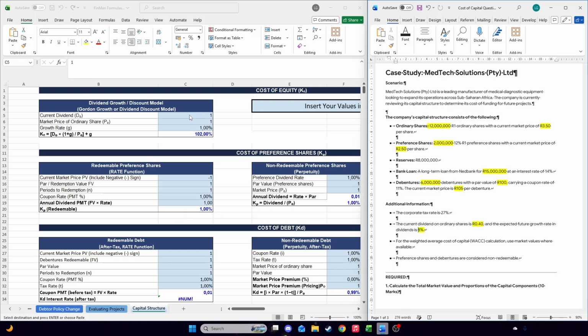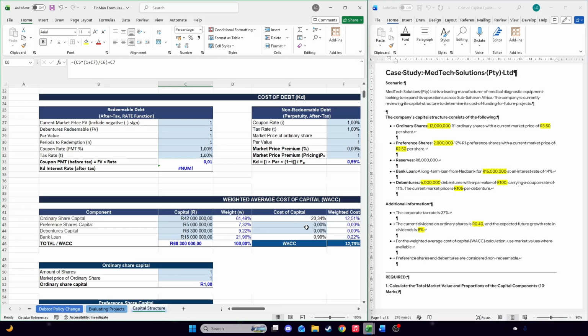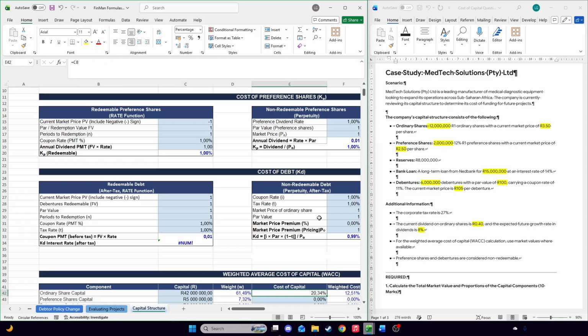So we can insert that over here: the current dividend of 0.4, the growth rate of 8%, and then the current market price, which we found earlier, which is 3.5. Again, that can be found up over here. And it'll give you a percentage of 20.34. It'll automatically insert itself over here.